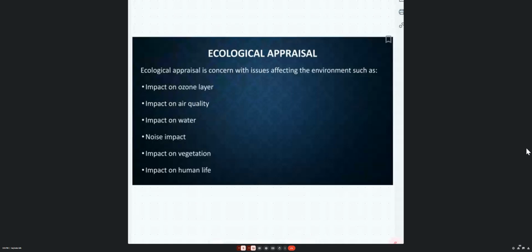Then the other thing we look at is the ecological appraisal. So this is concerned with the issues affecting the environment, such as impact on ozone layer, impact on air pollution, impact on water, noise impact, impact on vegetation, and impact on human life. Most of this actually falls under industrial projects. So how are they going to affect the environment? Are they going to pollute the environment?